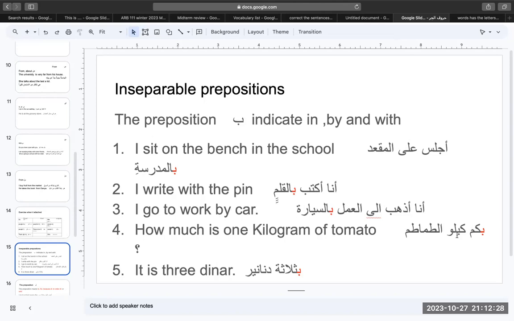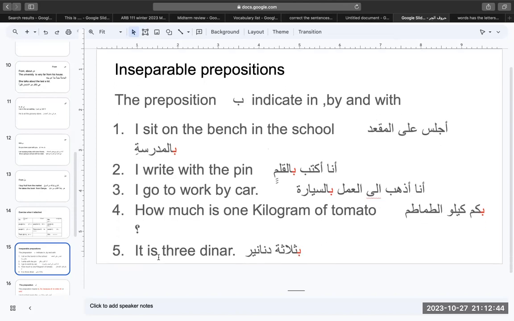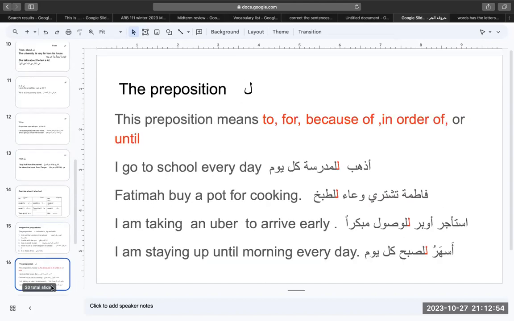Here, بكم كيلو الطماطم. How much is 1 kilogram of tomato? بكم, how much? Okay, and if the answer is 3 dinars, بثلاثة دنانير. Okay, so it must be attached.